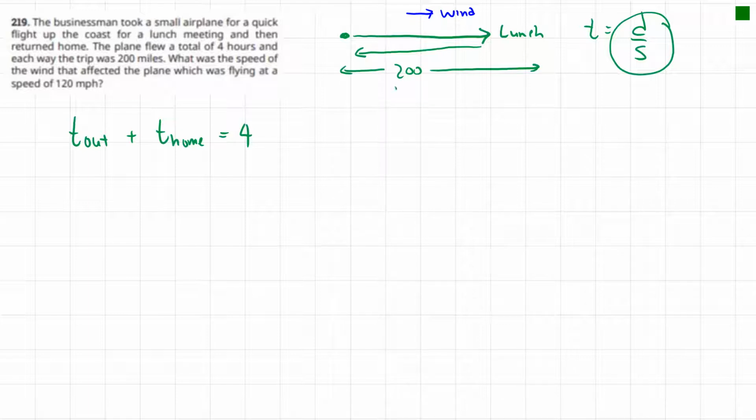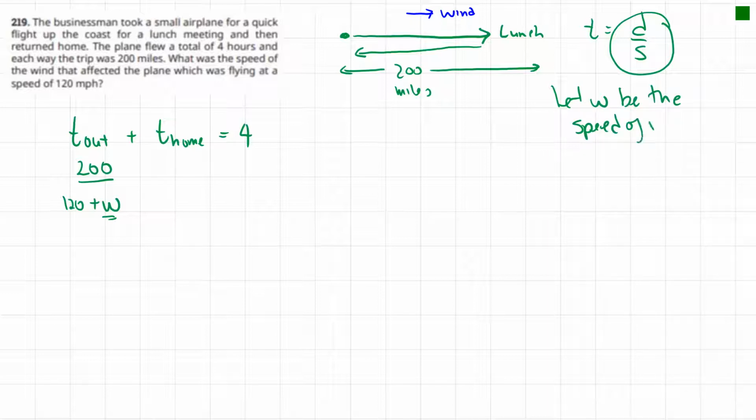That distance is 200 miles. Distance is 200 divided by the speed. So the speed is 120 plus the wind speed, because the wind speed is helping. So let W, I'm using a variable here, so I need to declare the variable. Let W be the speed of the wind in miles per hour. Now back to the problem.